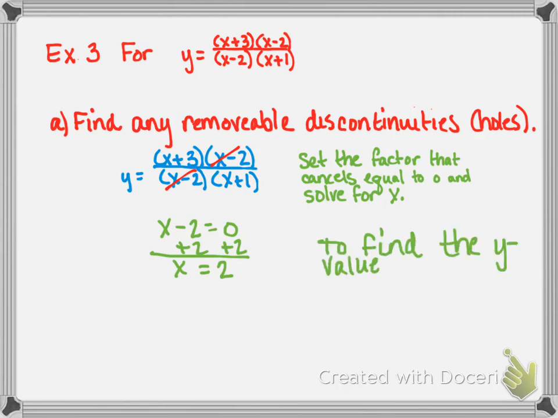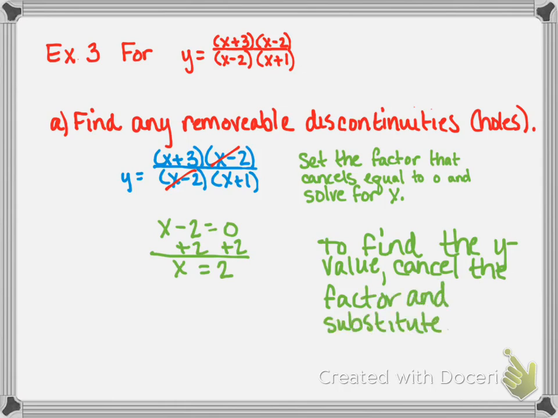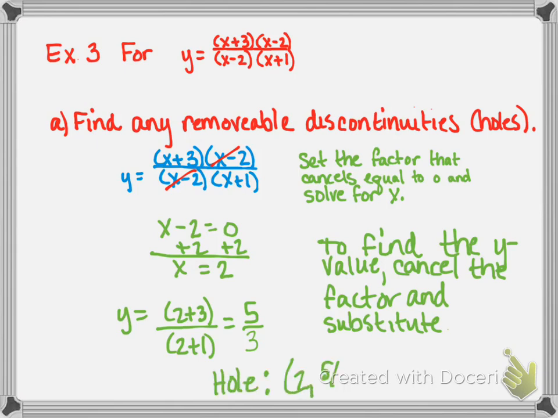To find the y value of the hole, cancel the factors and substitute. So if we cancel x minus 2's in the numerator and denominator, we get y equals x plus 3 over x plus 1. And if we substitute 2 in for x, we get y equals 2 plus 3 over 2 plus 1, which is y equals 5/3. So we have a hole at the coordinate 2, 5/3.